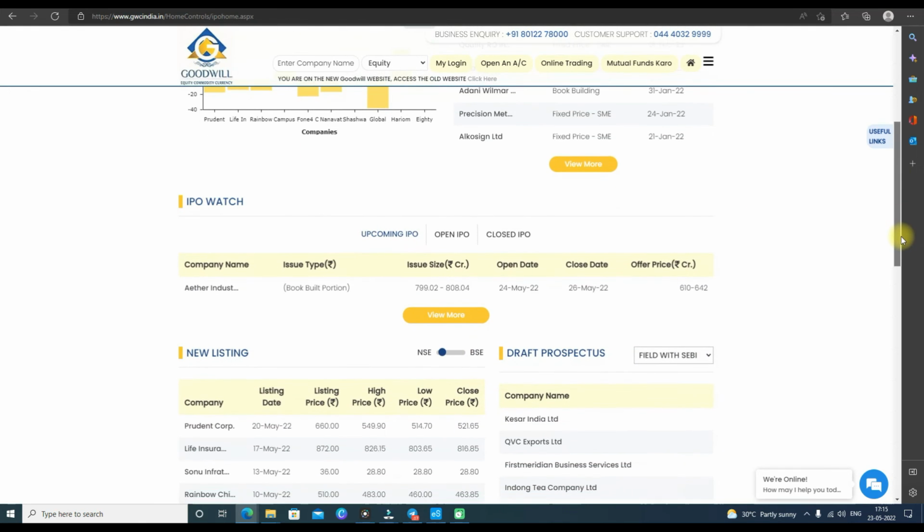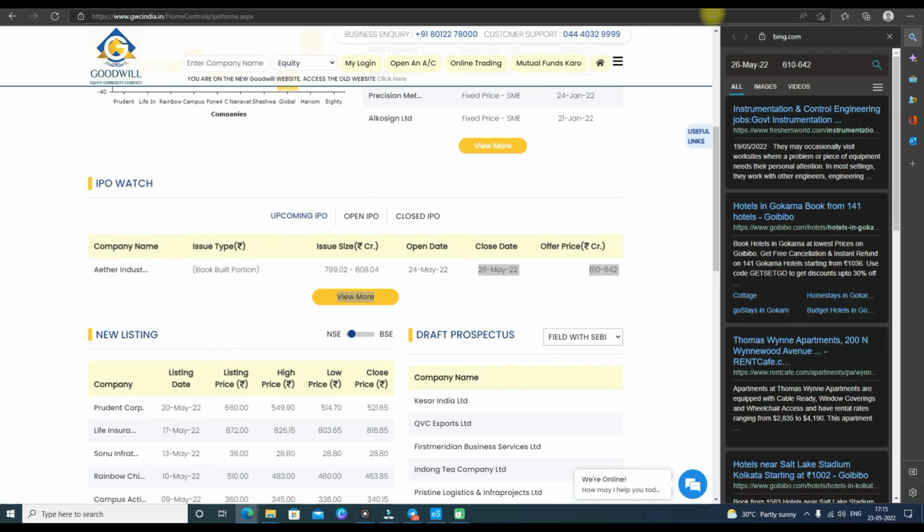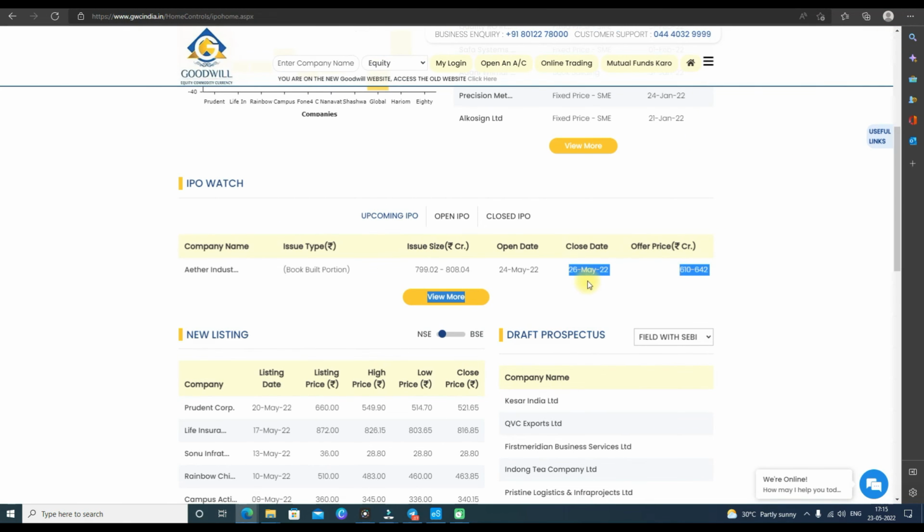And after that we can look out for the upcoming IPOs. So for the upcoming IPOs we have Ether Industries with an issue size of around 709 to 808 crore, and the IPO opened on the 24th of May and will close on around 26th May 2022, with an offer price of around 610 to 642.